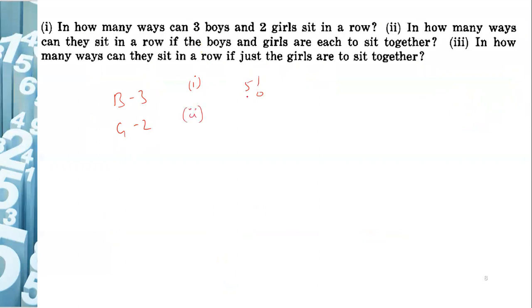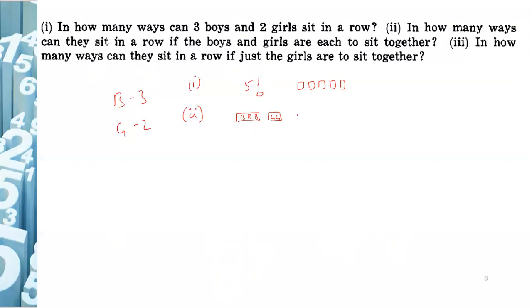Now the second one: in how many ways can they sit in a row if the boys and girls sit together? They have to sit together, that means boys should sit together and girls also sit together. Just like in 5 factorial, where for each one we keep a chair, 5 chairs. But here I'll take something like a bench. In one bench all 3 boys will sit, and in another bench 2 girls will sit. How many ways can you arrange them?